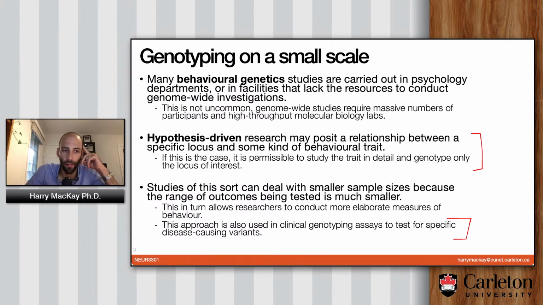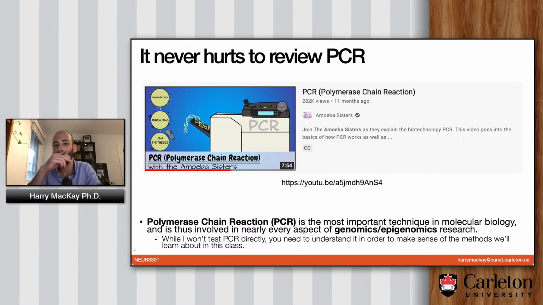You would just look for a specific gene or a specific allele and see whether or not they had it. So I put this in. I don't really want to get into how PCR, polymerase chain reaction, works.